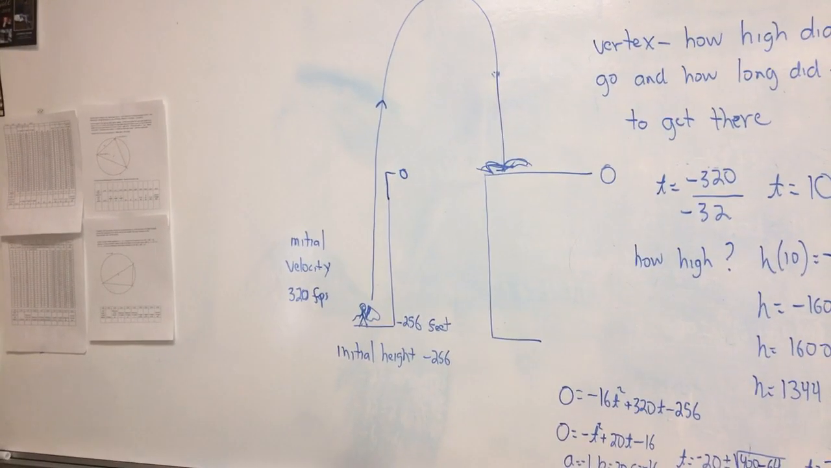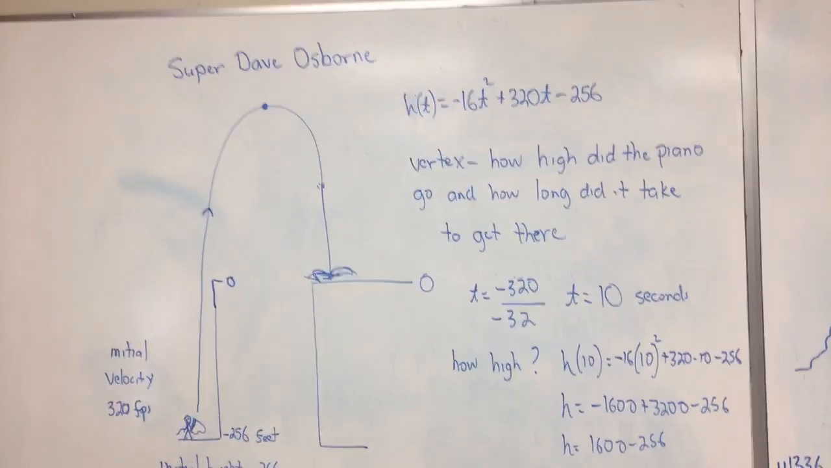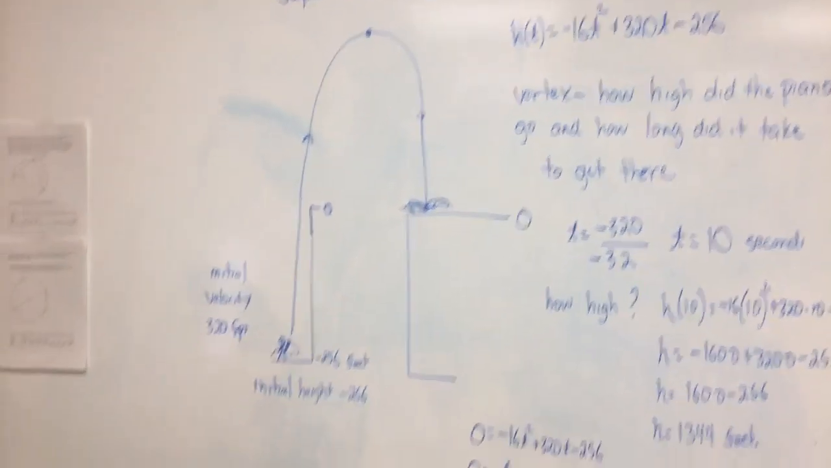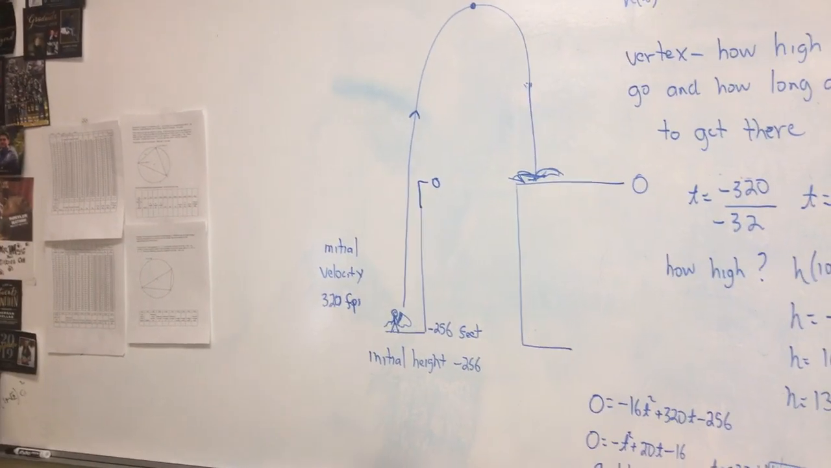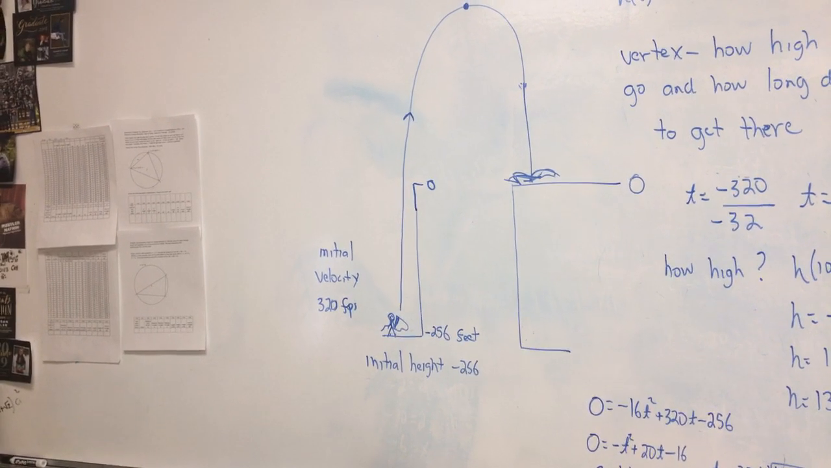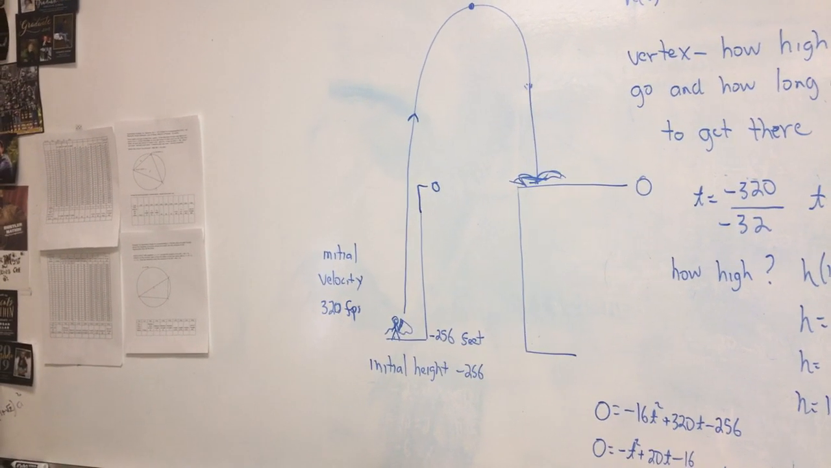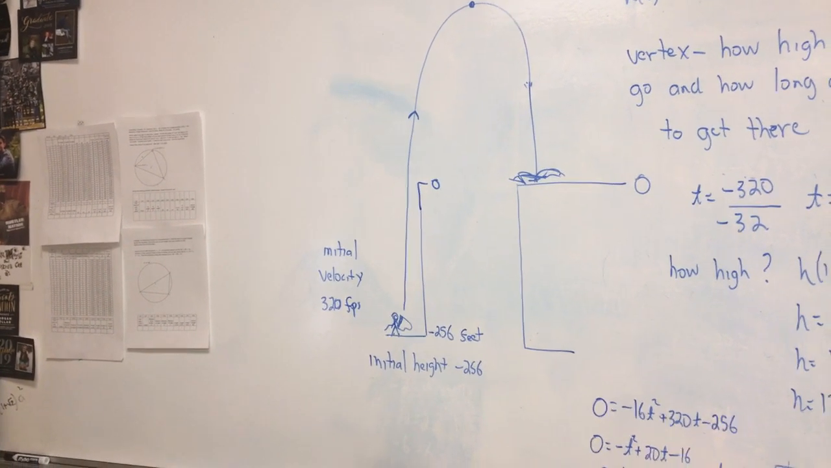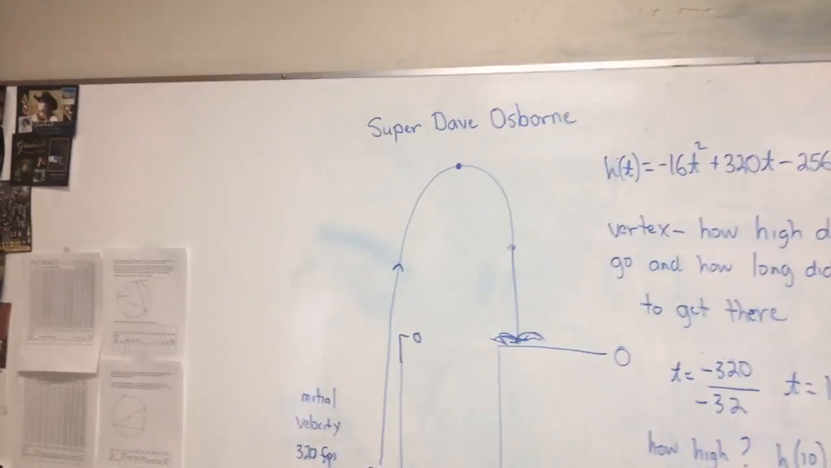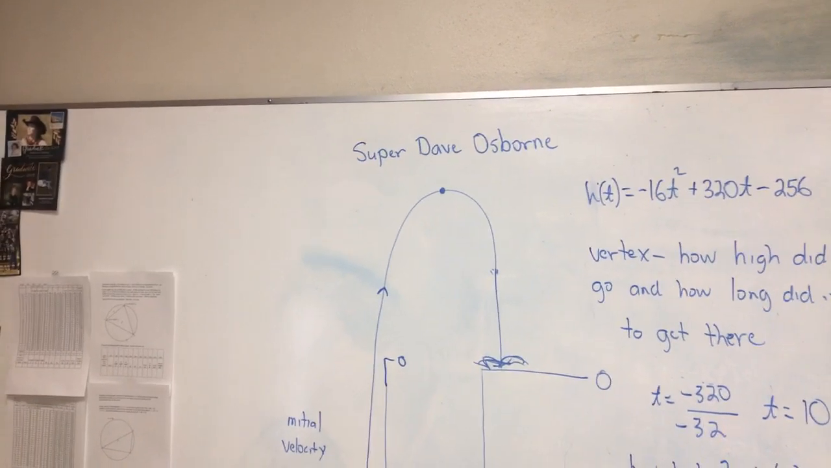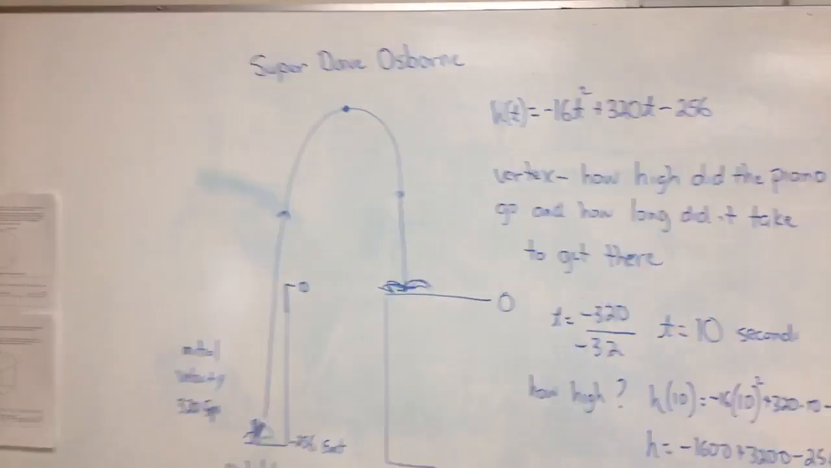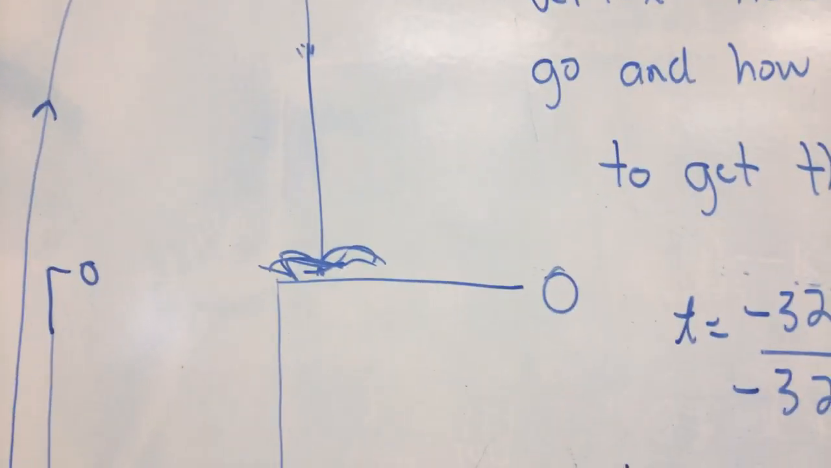So he's in a 256-foot hole, and he basically wants to throw it to the top of the hole, okay? Now, Super Dave is going to throw this piano at an initial velocity of 320 feet per second, all right? And he's going to throw it up. It's going to reach some maximum height, which is the vertex, and then it's going to come down here, and it's going to land at 0, okay?